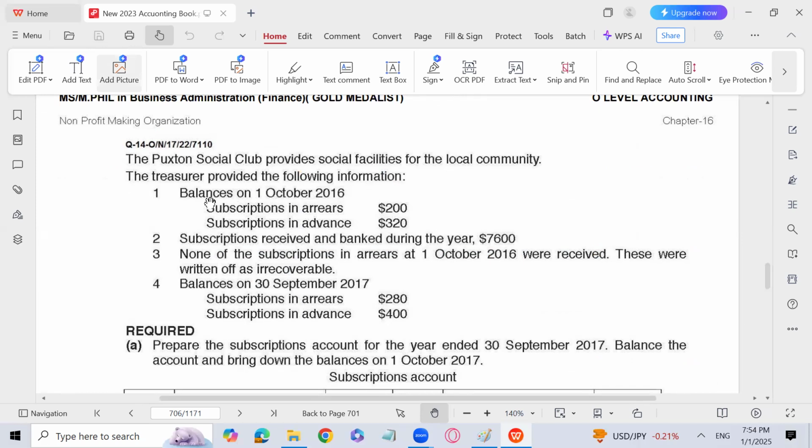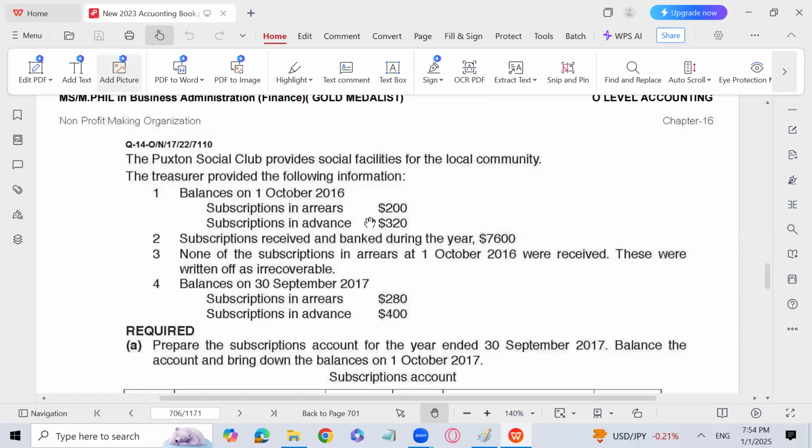balances. Balance on 1st October: subscription in arrears, accrued subscription, is 200; subscription in advance, received in advance, which is a liability, is 320. Subscription received and banked during the year is 7600, this is the bank figure. None of the subscription in arrears at 1st October was received. These were written off as irrecoverable.